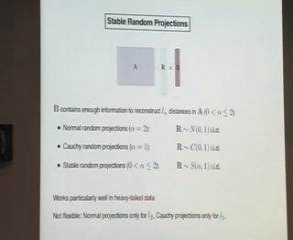But it's not very flexible, because if you do normal random projections for L2 distances, you cannot use that for L1. You have to start over. That's the disadvantage. And it does not take advantage of data sparsity.